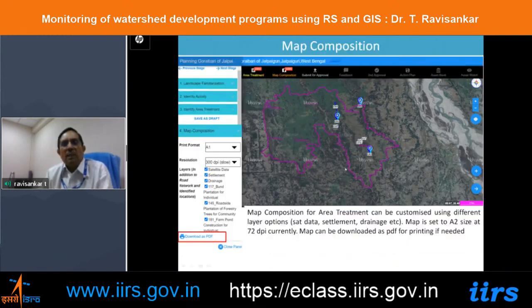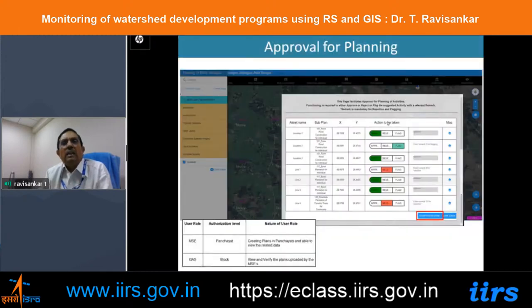And then you can prepare a map showing the block or Gram Panchayat level network, the activities plan, and this map can be sent for approval from the authorities. And this is the portal for approving that particular action plan. First at the Gram Panchayat level and then at the block level. And once the plan is approved and it is hosted on the Bhuvan, then they go for the implementation.